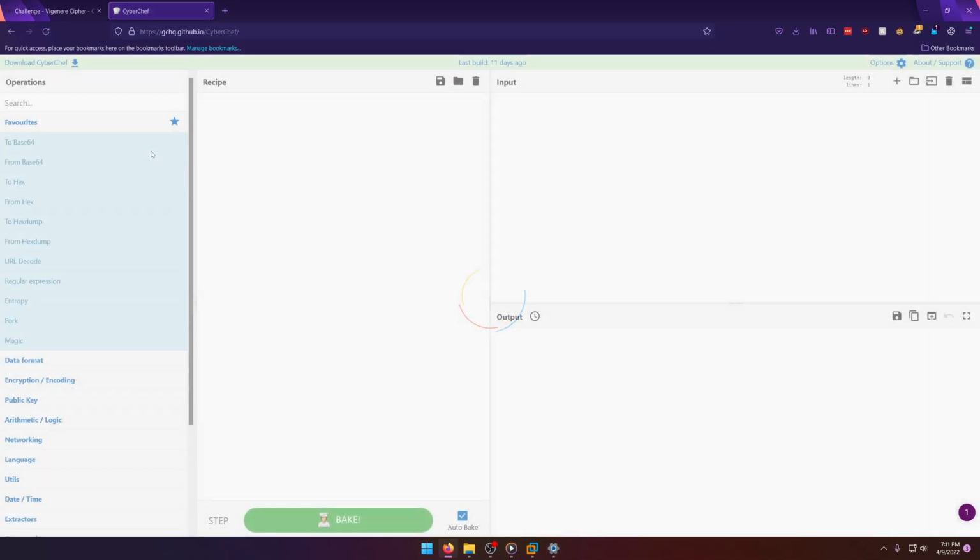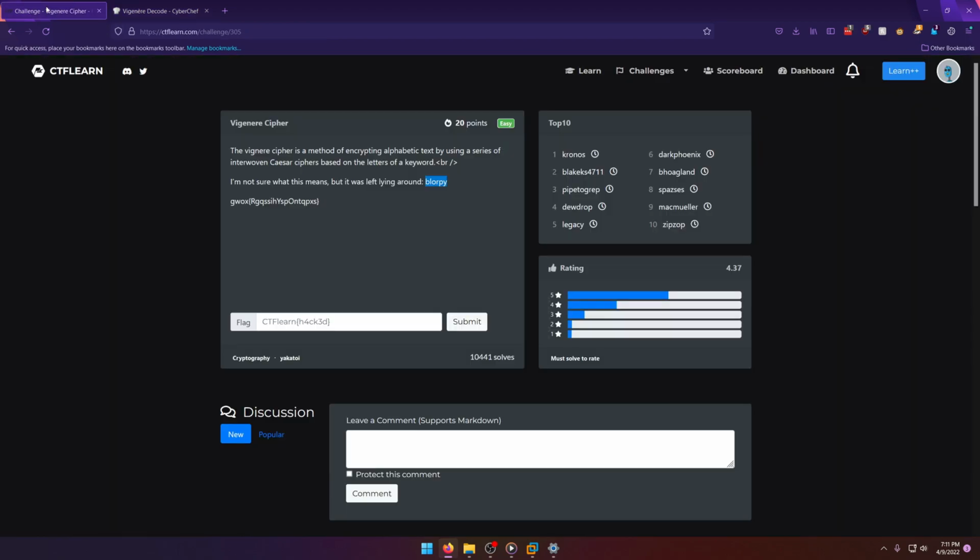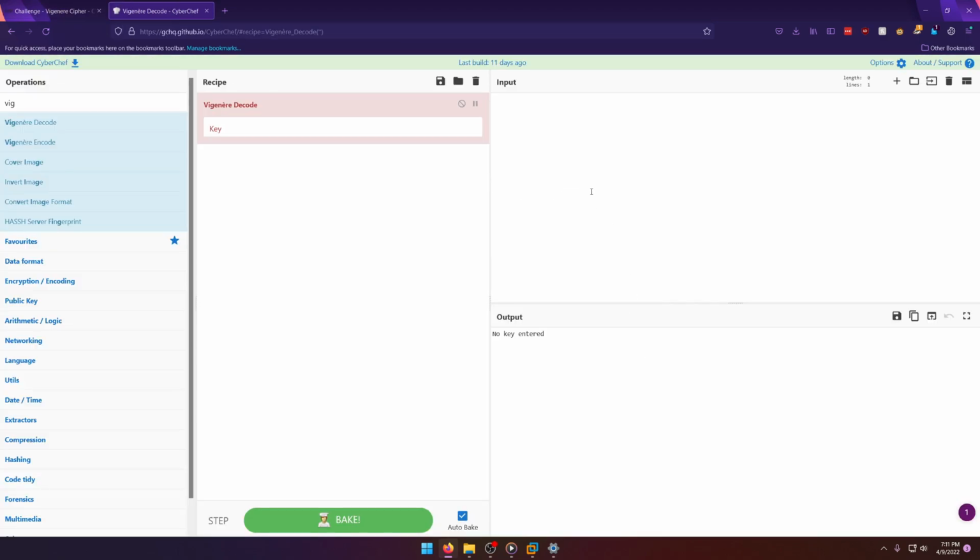I think CyberChef has Vigenere in it. Vigenere, yes. And we'll take this and input that there. And then the key is blorpy. And there's our flag. Ciphers are awesome.